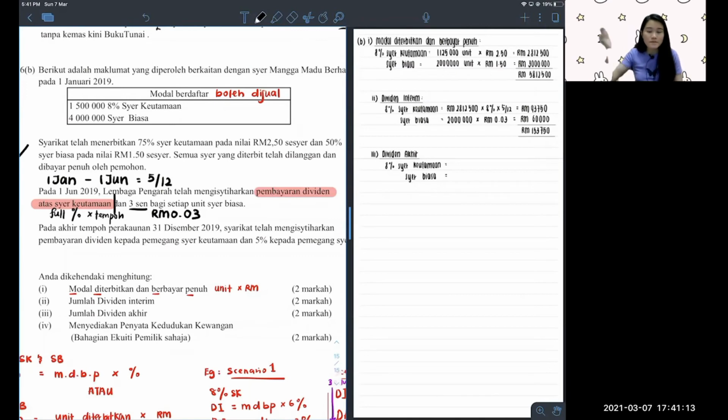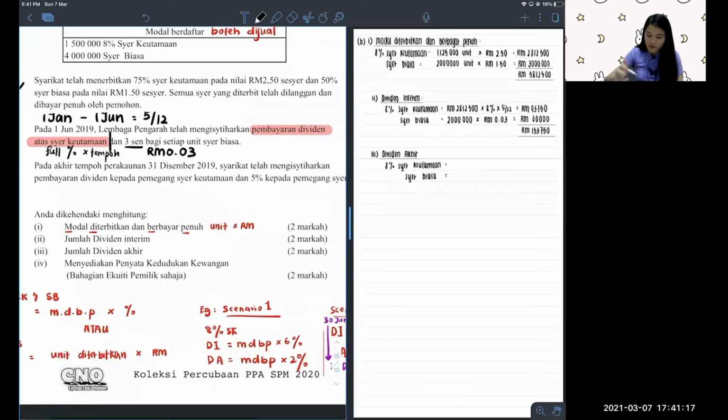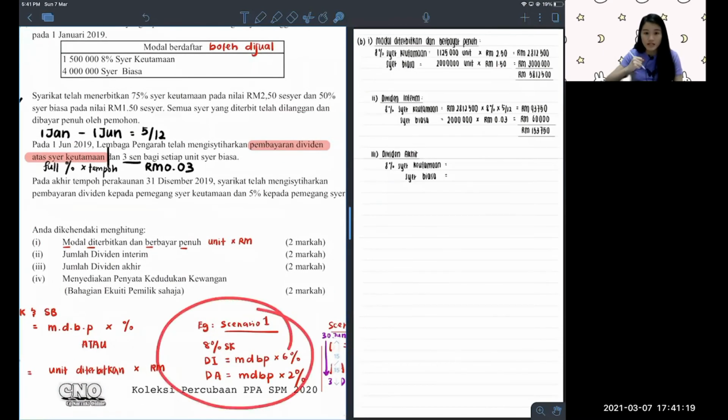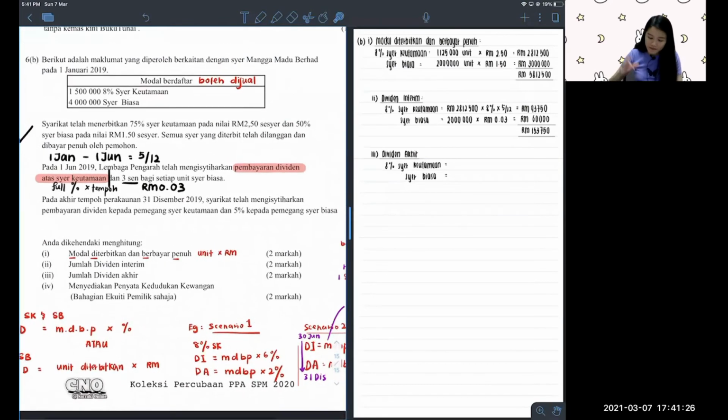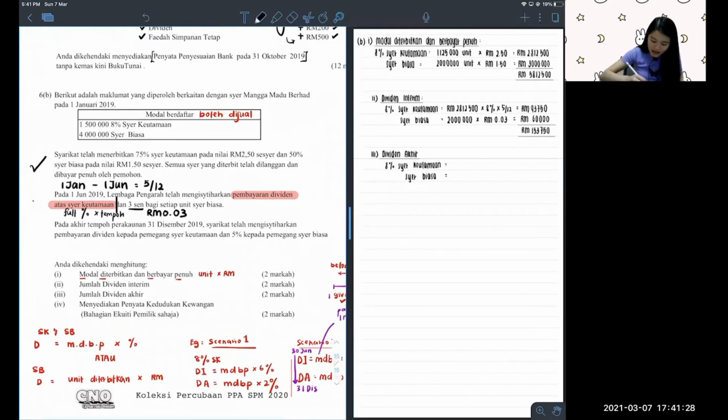But if they did say pembayaran dividend 6% atas share keutamaan, then it will become scenario number 1 already. So you see yourself lah, did they put percentage or not? No, then just give them full percent, but count tempo up. Okay, come. Second thing, we have our dividend akhir here.